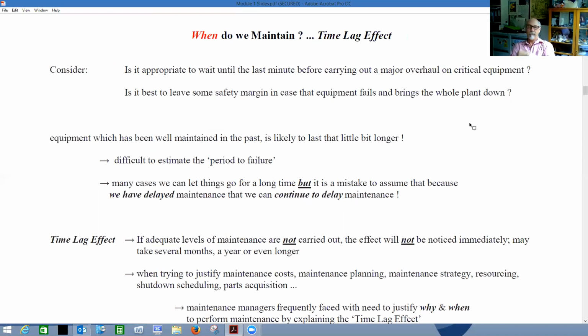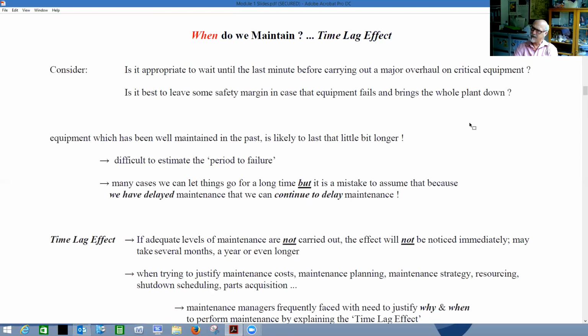When do we maintain? The time lag effect. Let's consider these things. Is it appropriate to wait until the last minute before carrying out a major overhaul on critical equipment? Is it appropriate? Is it best to leave some safety margin in case that equipment fails and brings the whole plant down? So it's about saying, well, everything's going very well now, so why do you need this increase in your maintenance budget? Everything's going well, nothing's blown up in the last three months, etc. Okay, that's one way to think about it.